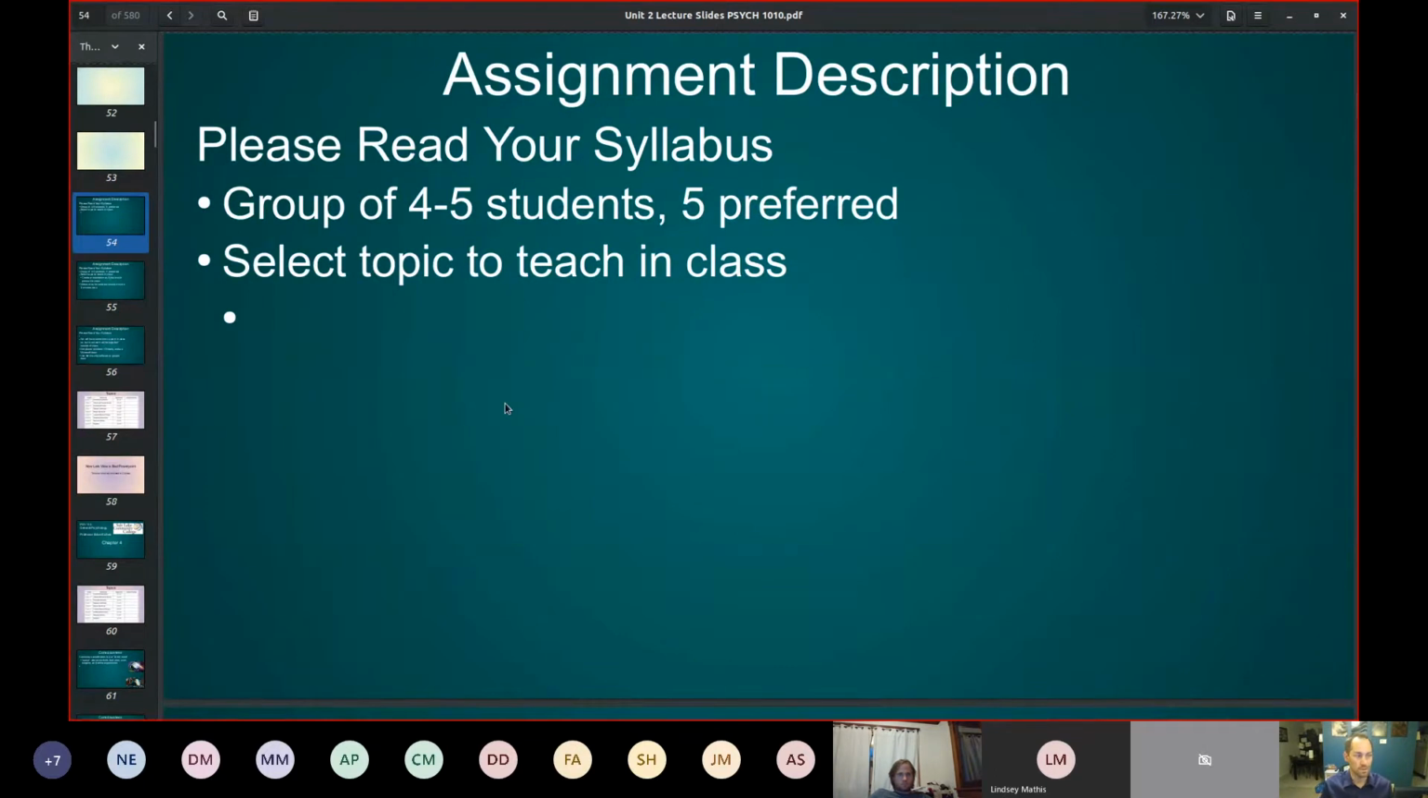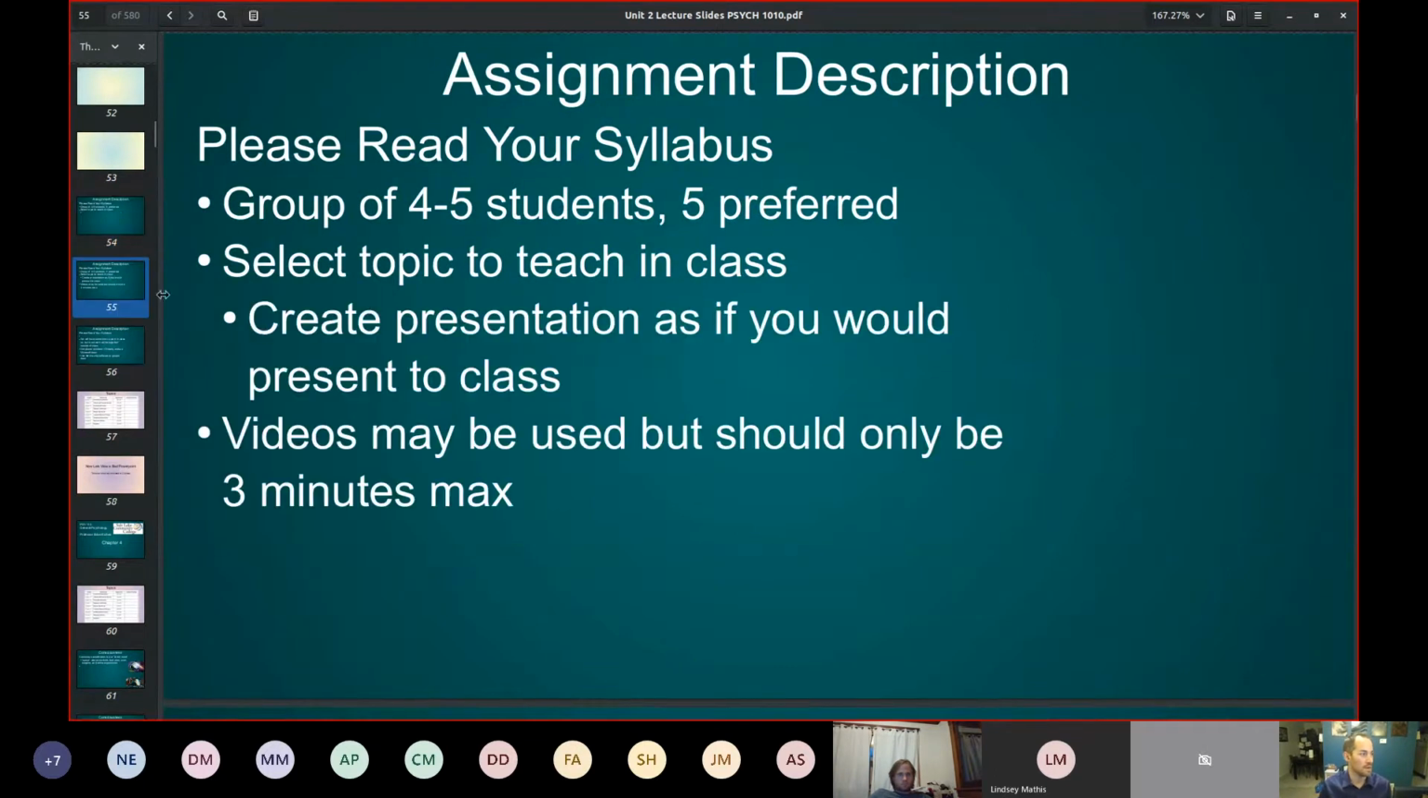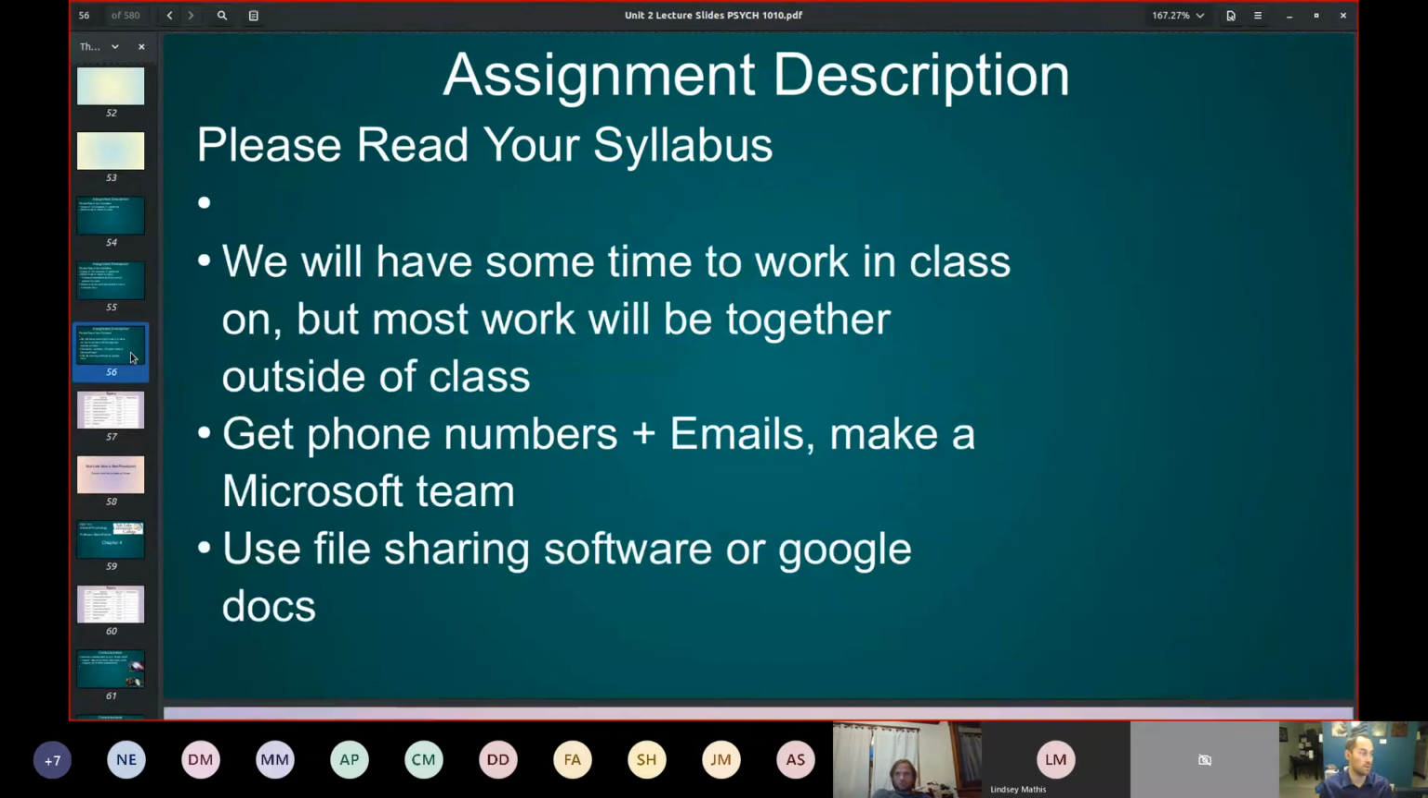Groups of 4 or 5 students select a topic in class, and we'll create the presentation. You can use videos as part of your slides, like a link to a YouTube video, but try to keep those under 3 minutes, especially when presenting in the classroom itself. That takes a lot of time. It's not as big of a problem here in this context, but make sure that the videos aren't too long.